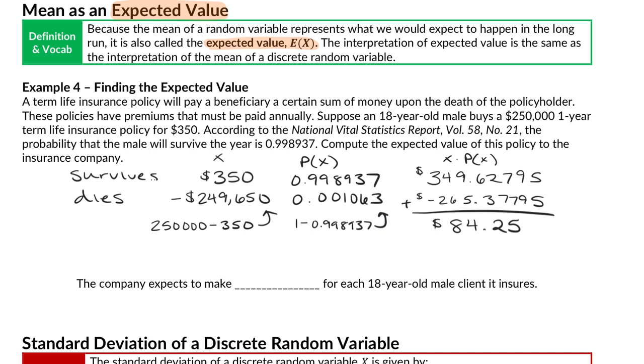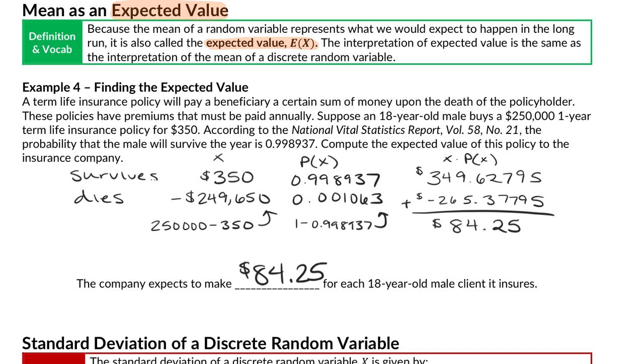So a company decides their premiums, or how much their life insurance or their insurance things cost, based on something like this. It's called actuarial work. It's a whole branch of mathematics. Because the company that sold this man his life insurance policy expects to make $84.25 for each 18-year-old male client it insures.